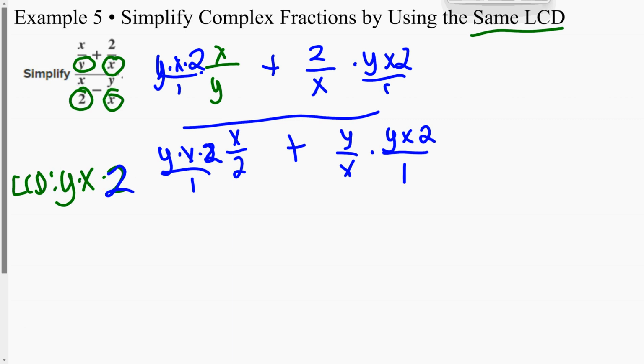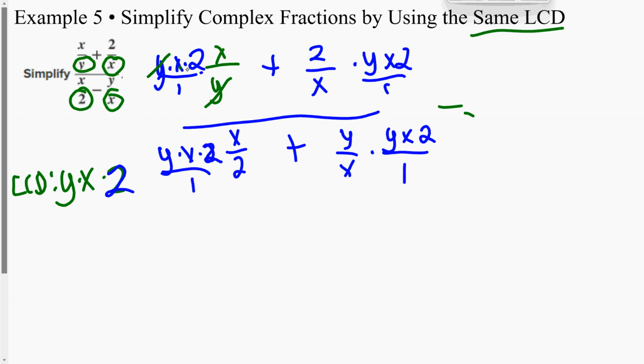So what this does, essentially, is just multiply everything by 1, because on top I'm multiplying by y x 2, and on bottom I'm multiplying by y x 2. And if I multiply the top by the same thing as the bottom, I'm essentially multiplying by 1. So what happens here is these cancel, right? And so I just get x times 2.